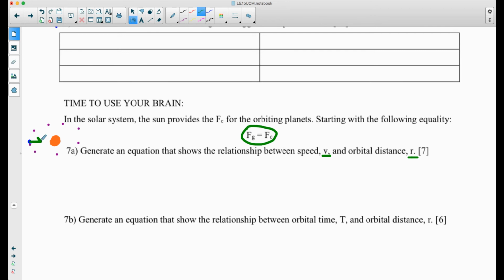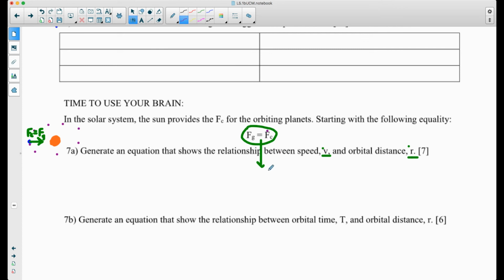All right. So here is FG, which is the FC for the planet going in that orbit. Now, how do we make sense of all this? Well, bring this equation down. We want V and R. That should give you an idea, like V and R. Well, V and R are both in the FC equation.